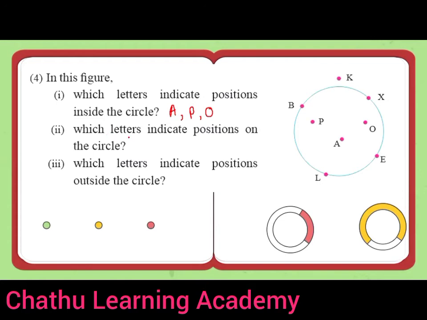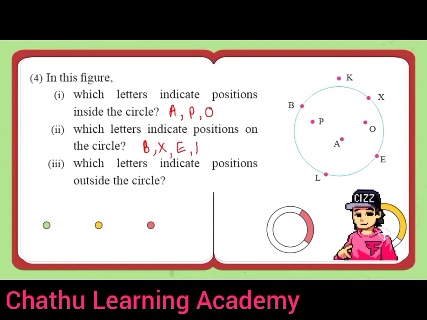Second part, which letters indicate positions on the circle? It means on the boundary line. There are four letters here: B, X, E and L. Third part, which letters indicate positions outside the circle? It means outside the boundary line. Here only one letter, K.